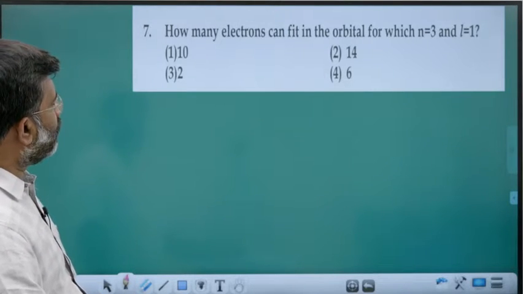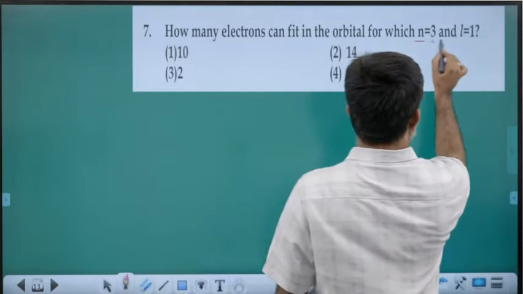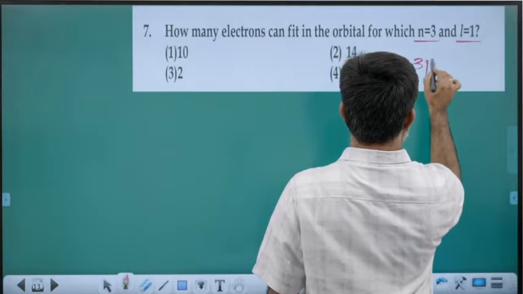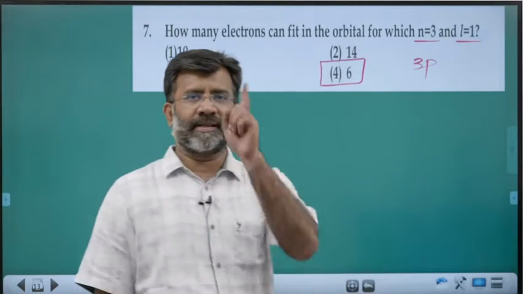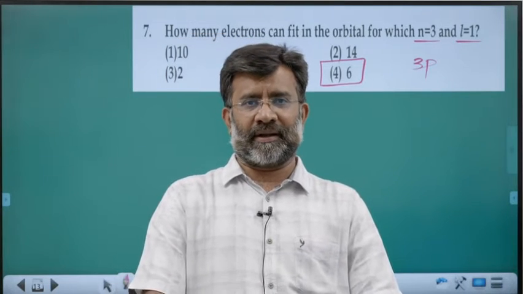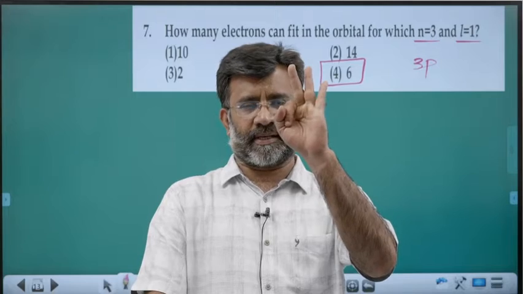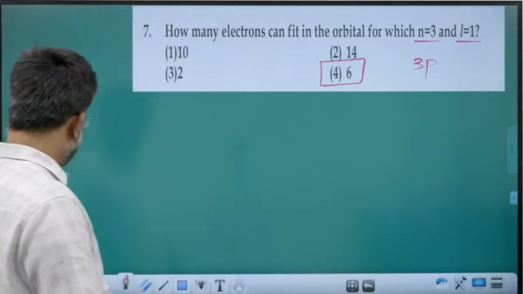How many electrons fit in? N equal to 3, L equal to 1 means 3p orbital. p orbital can fill 6 electrons, as there are 3 orbitals. P orbital contains px, py, pz. Each orbital has 2 electrons. So it is 6 electrons. Next.